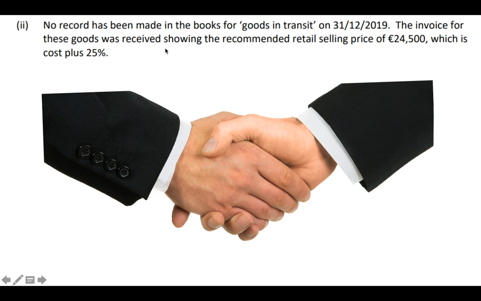How do we know they're due to you? Because the invoice was received. So the invoice was received. So you bought goods on credit from a creditor, and it's at the end of the year. The recommended retail selling price of those goods is 24,500, which is cost plus 25%.